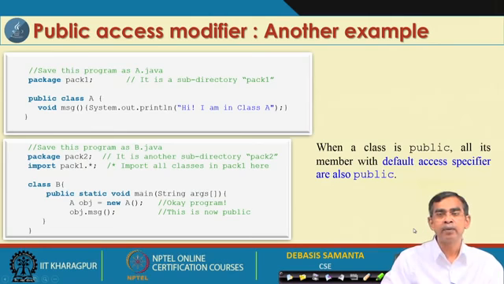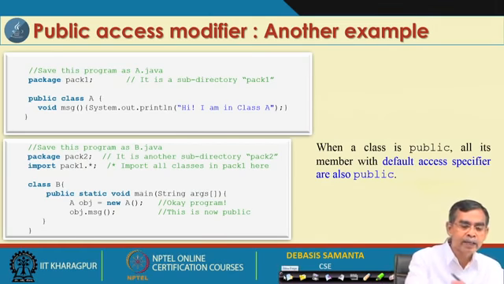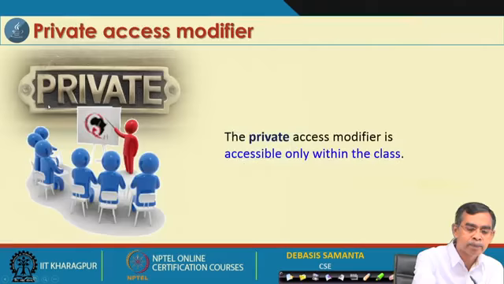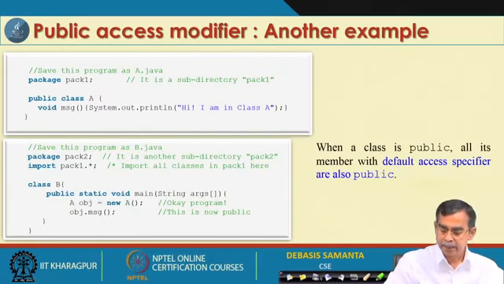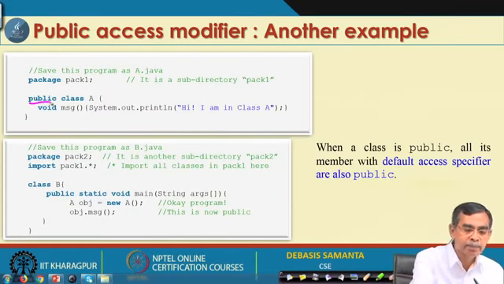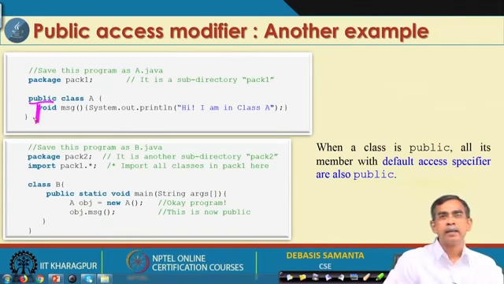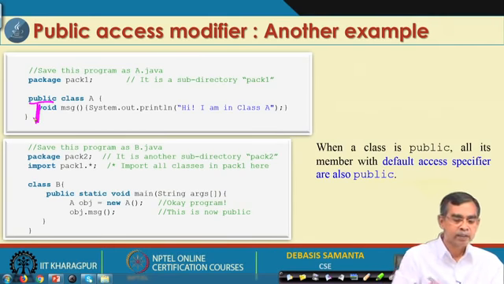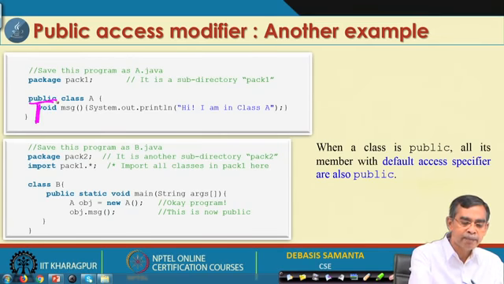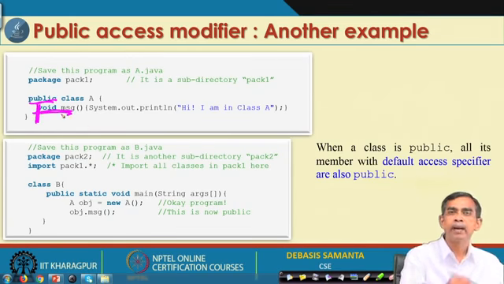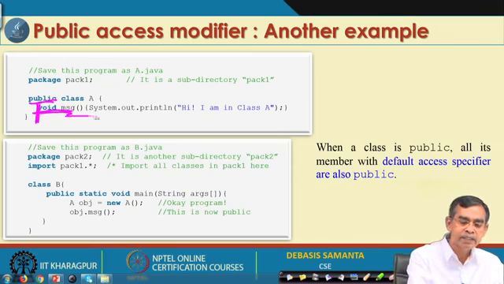Now, one more thing that I want to mention here is that if you declare a class as public, and if the other members under this class have no access specification, that means they have the default access specifier, then they are also public. So, for example, here the class is declared as public and this method has the default access specifier. This means that this method is also public.